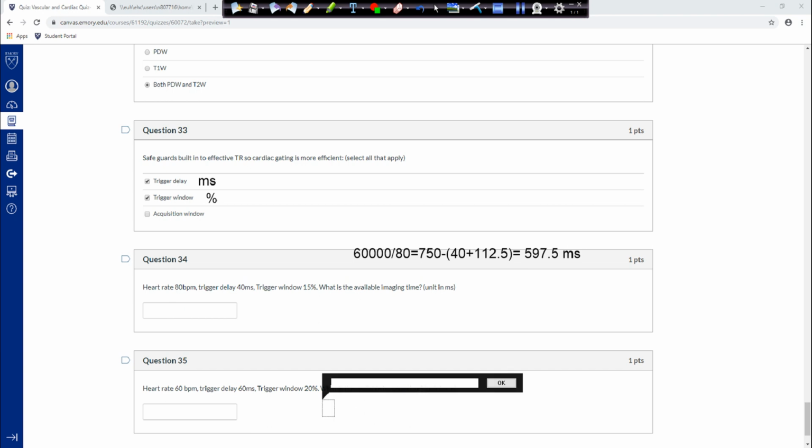All right. So the next one's a little easier just because it's 60 beats per minute. So we get 60,000 divided by 60, which equals 1,000. And then we subtract 60 plus, or no, trigger window's 20, so 200, right? And that gives us what? 740?